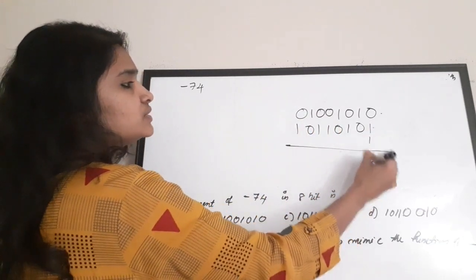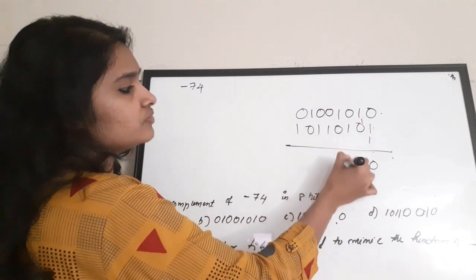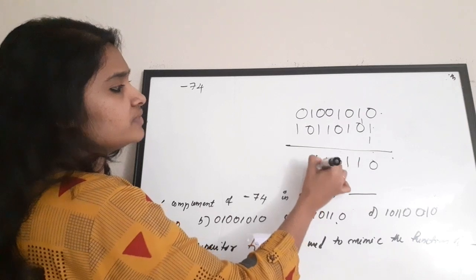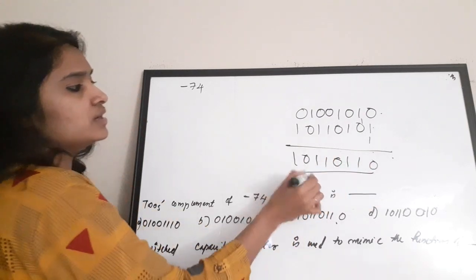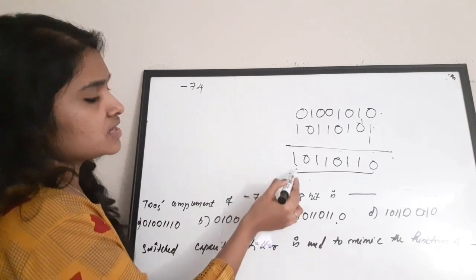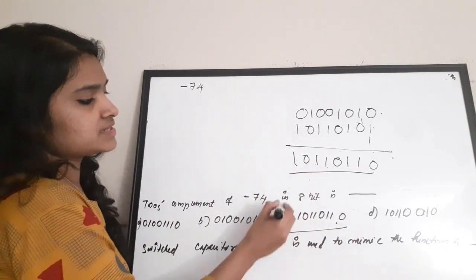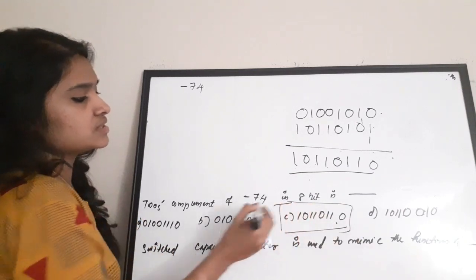1 plus 1 is 0, carry 1, 1. Then 1, 0, 1, 1, 0, 1. This is your representation, and in the options, can you see any option like this? 1, 0, 1, 1, 0. Yes, option C is the correct answer for this question.